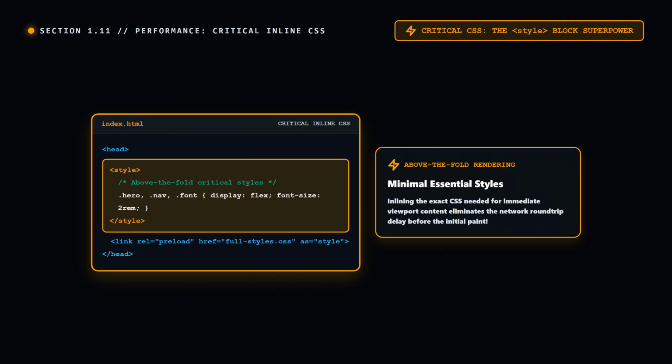One of the most powerful modern uses for internal style blocks is delivering critical CSS. Critical CSS is the minimal set of styles needed to render the content that the user sees immediately, the area above the fold, before they scroll.